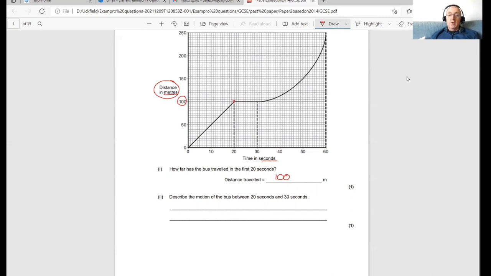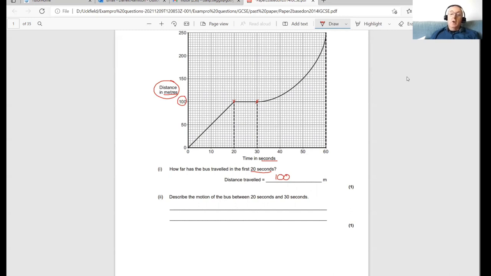And notice how the first question talked about what was happening at 20. The second question takes you from 20 to 30. So it kind of relates back to part one. So at 20 seconds, the distance is 100 meters. At 30 seconds, the distance is 100 meters. That is to say, the distance from the starting point hasn't changed.